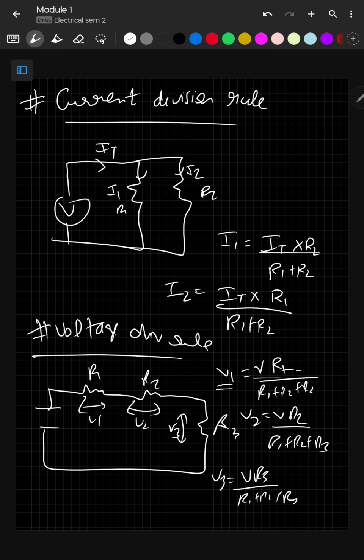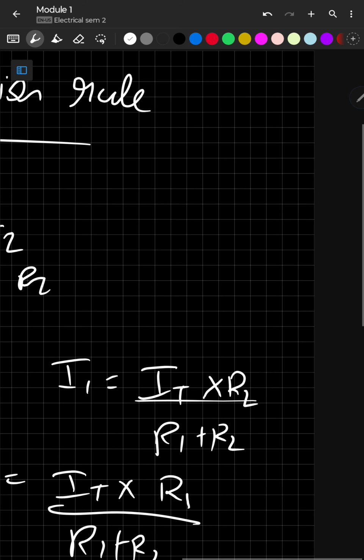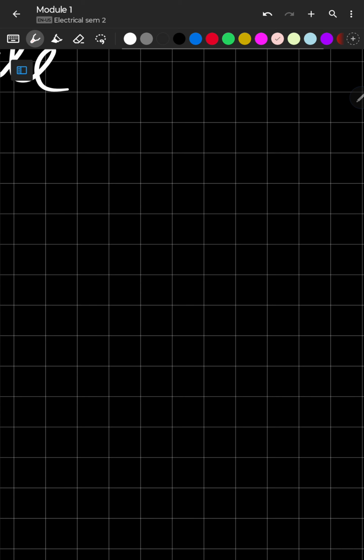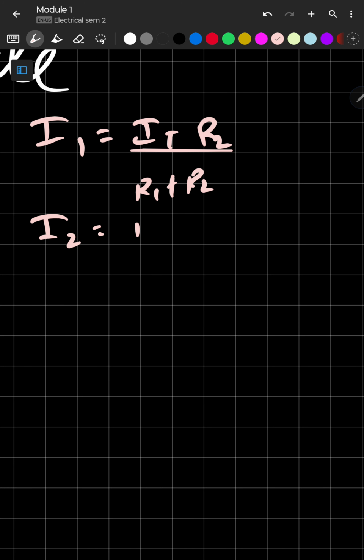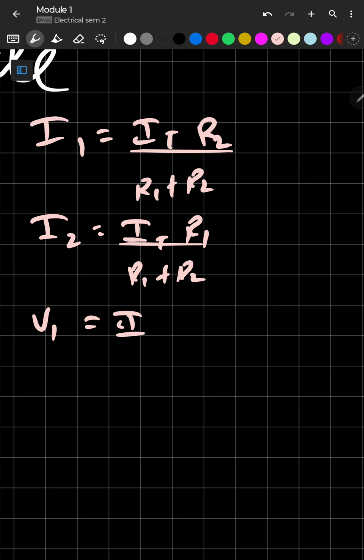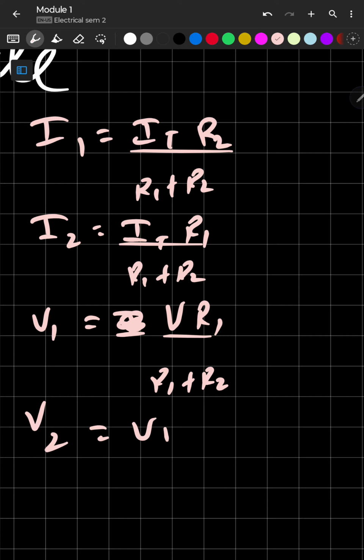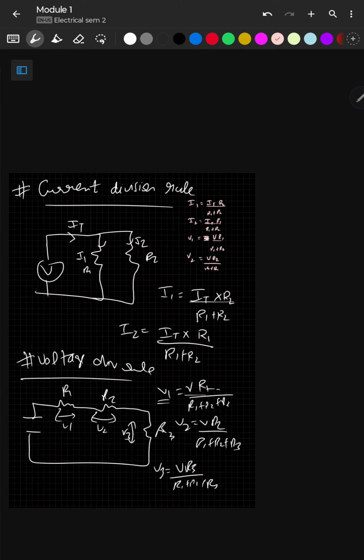That's it. Current division rule, voltage division rule, hope you understand. I'll quickly write once again here. For the current division rule, I1 means I total into the opposite path resistance by R1 plus R2. If I2, then I total into R1 by R1 plus R2. For voltage, V1 means V R1 by R1 plus R2. V2 means V R2 by R1 plus R2. That's it.